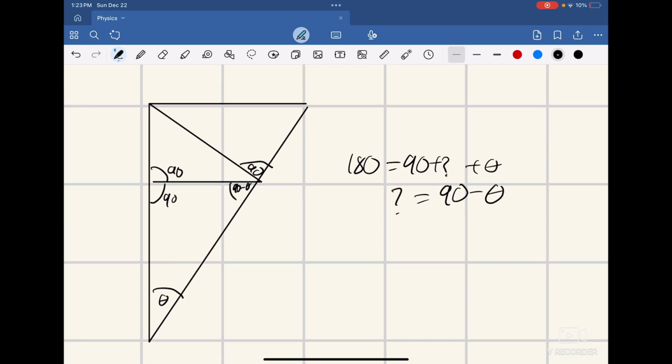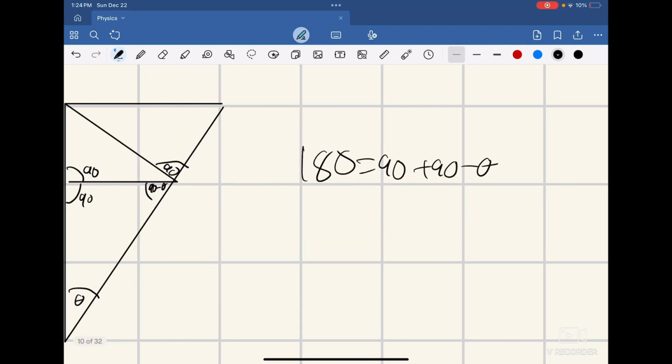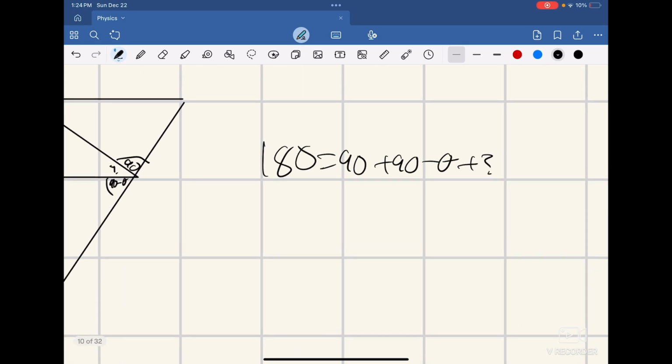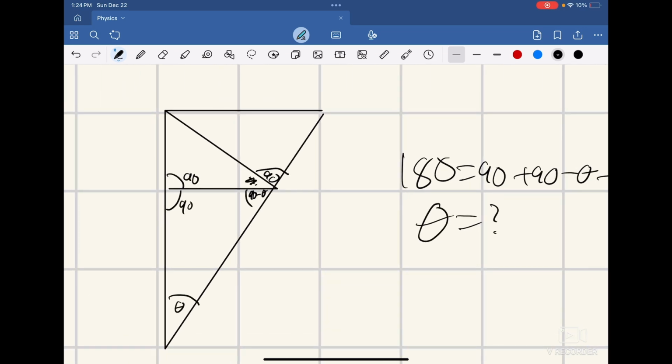So if this is 90 and this is 90 minus theta, and we know that angles along a line add up to 180 degrees, we can just do the same thing. 180 is equal to 90 plus 90 minus theta plus something right here. And to solve this, we can isolate it, so it becomes theta is equal to the question mark. So we got this angle right here, theta.